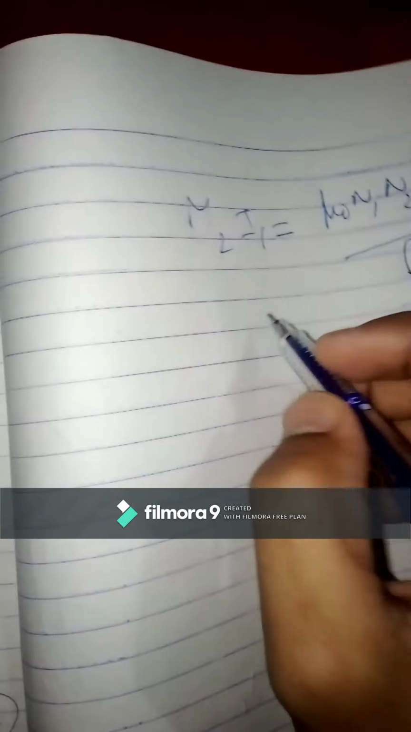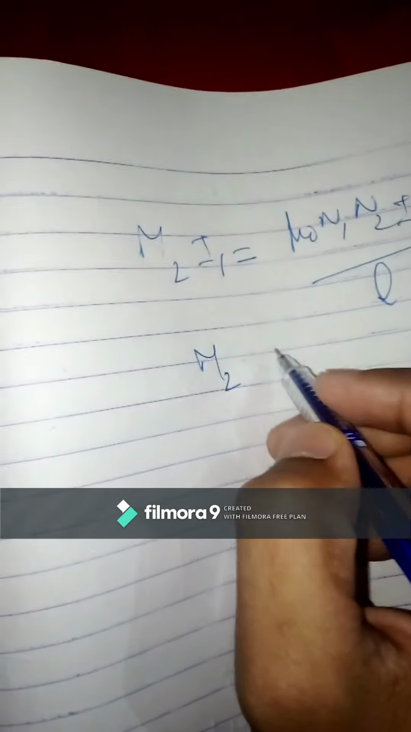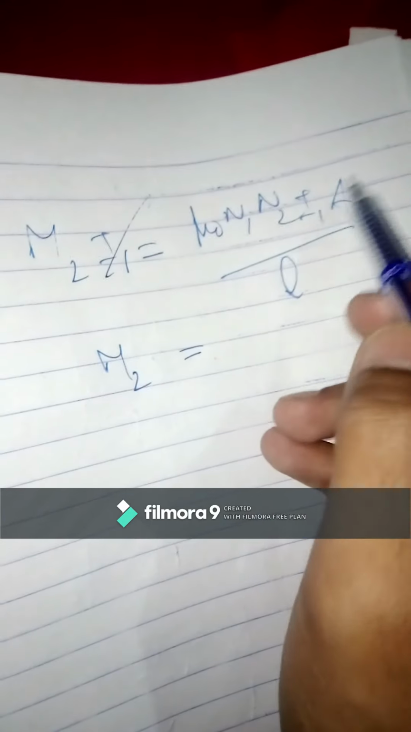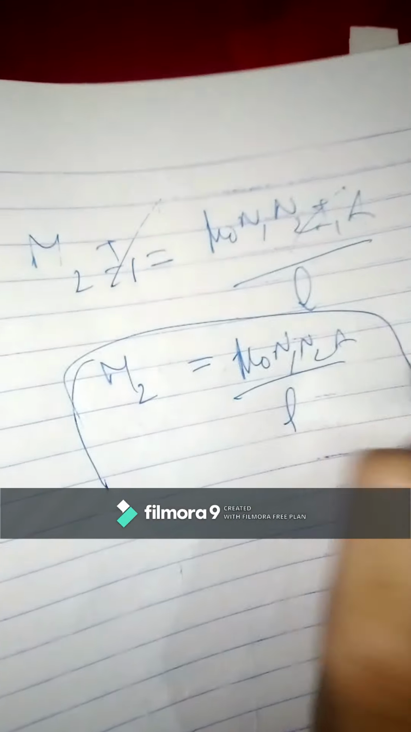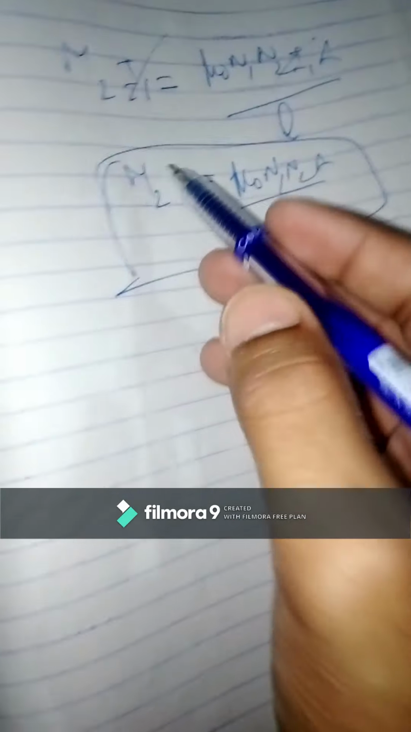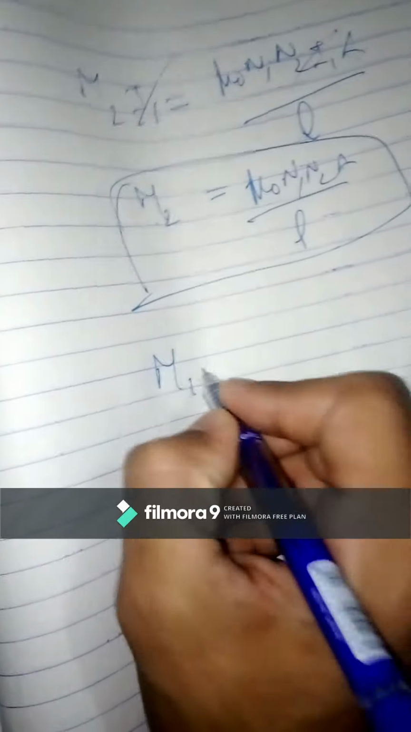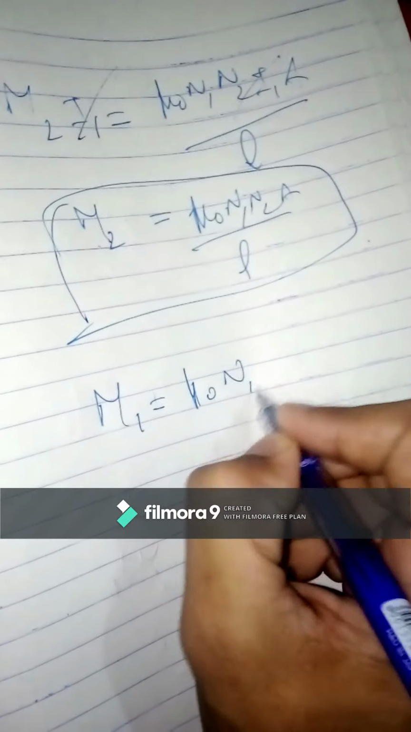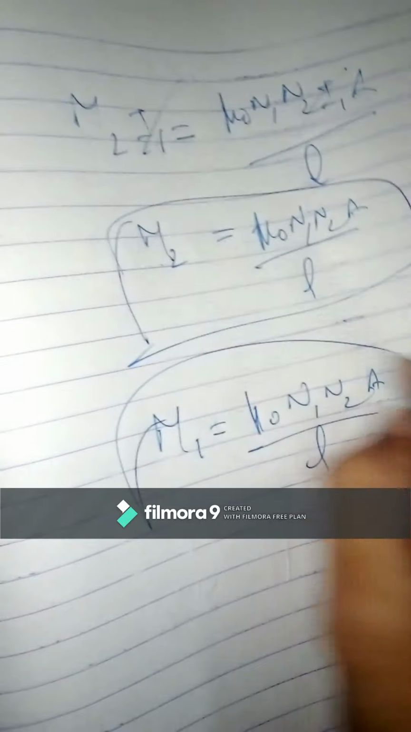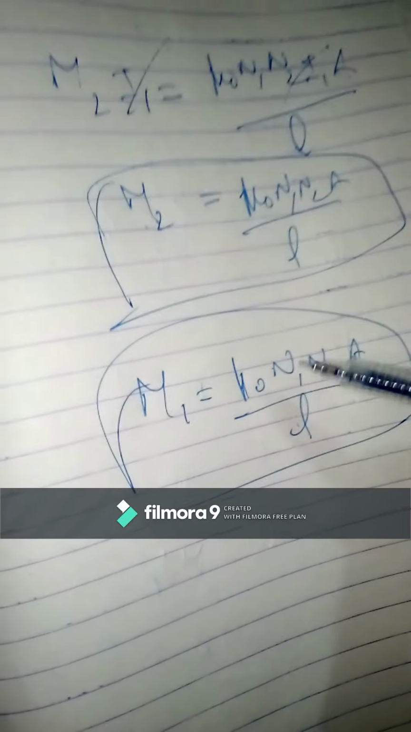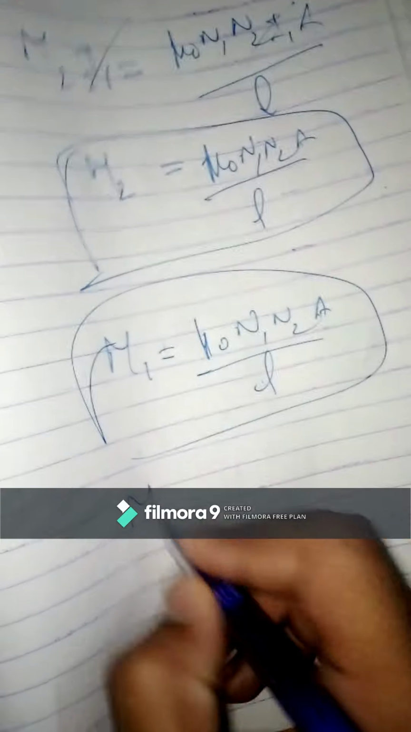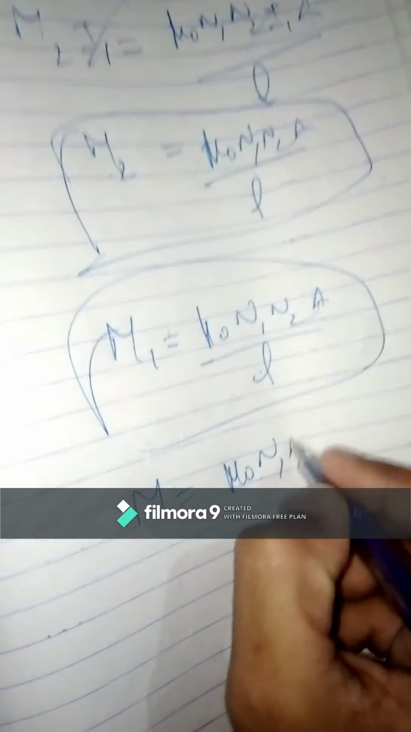Now just the calculation is left. M2 will be equal to mu naught N1 N2 A by L, since I1 and I1 cancel. Similarly, if we calculate the mutual induction of the first solenoid, it will be M1 equals mu naught N1 N2 A by L. No difference, because there is no question of current, I1 or I2, anywhere. So basically the mutual induction is mu naught N1 N2 A by L. This is the expression for mutual induction.